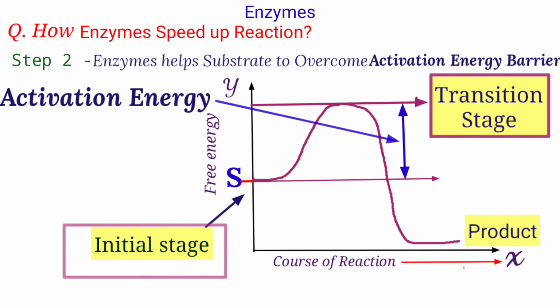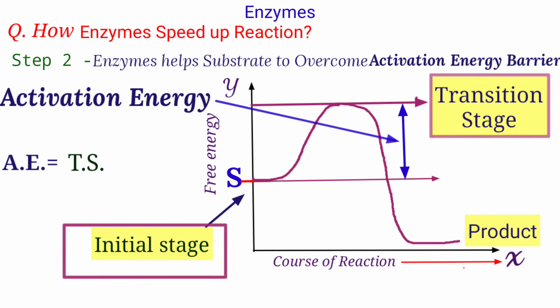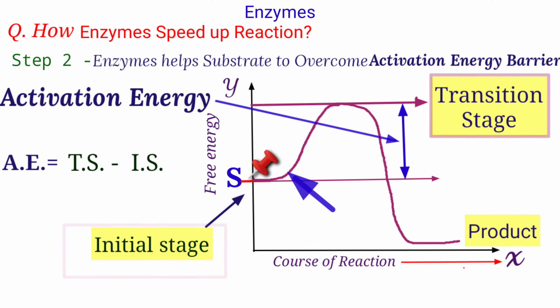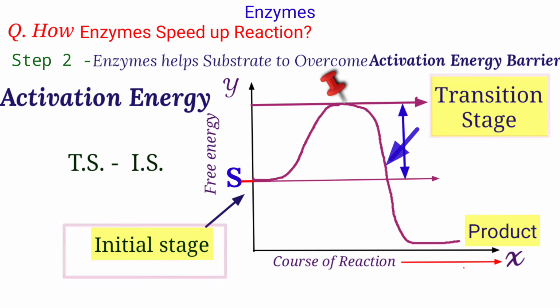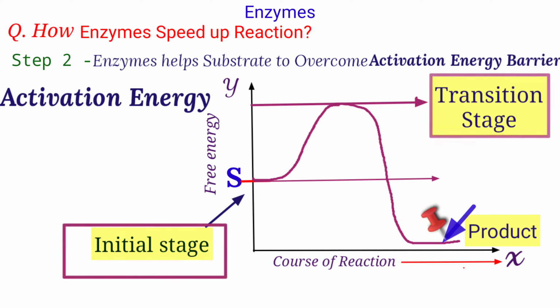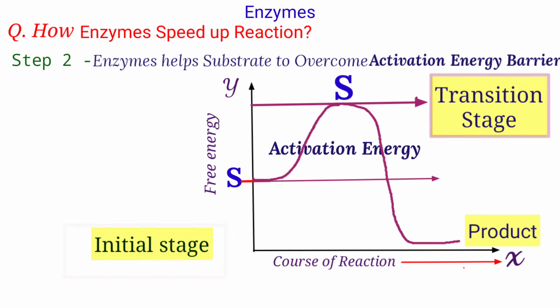Activation energy reflects the energy level difference between the substrate at the transition stage and the substrate at the initial stage. When the substrate is provided with activation energy, it can reach the transition stage, and once it reaches the transition stage, it can be converted into the product. It is very difficult for the substrate to attain the transition stage without activation energy.